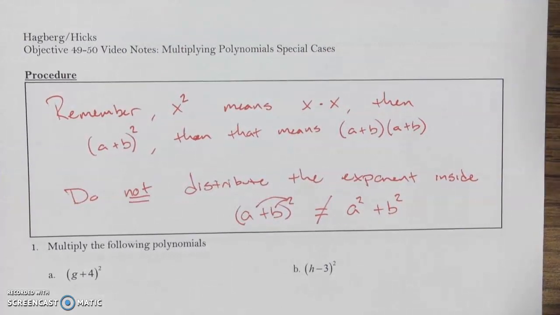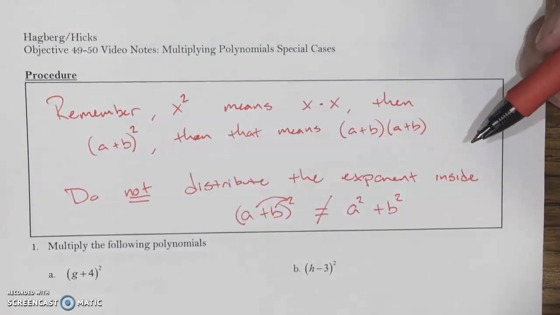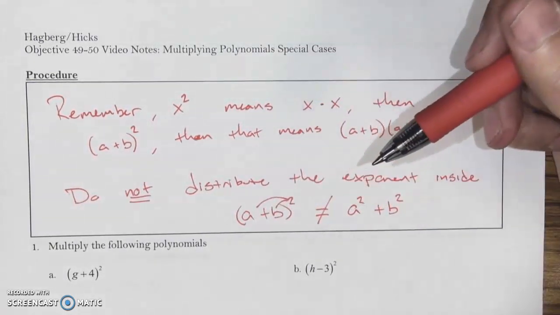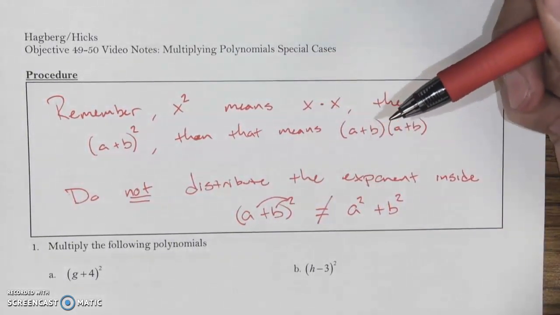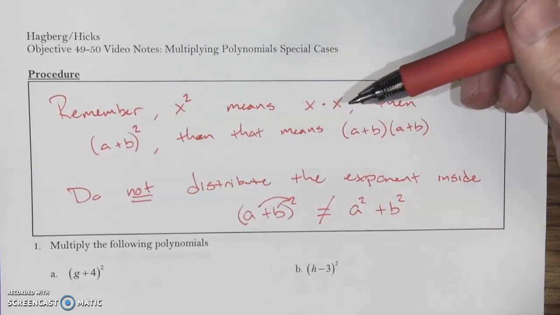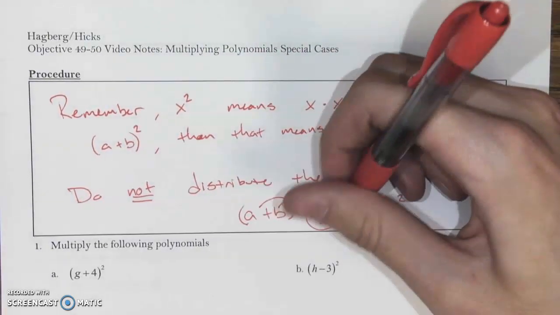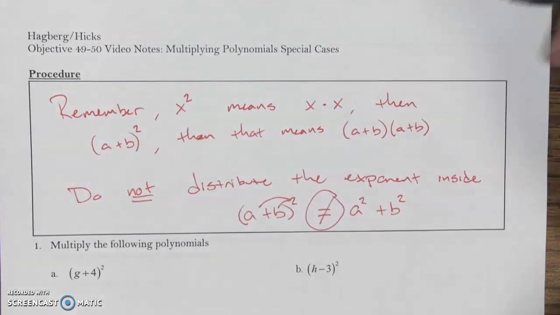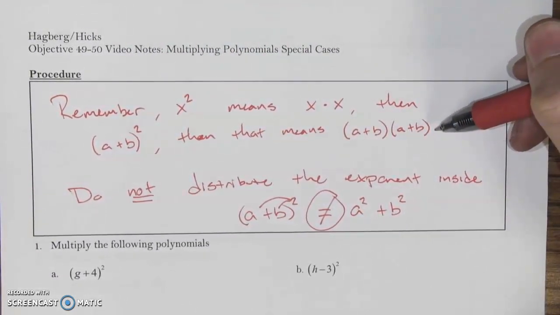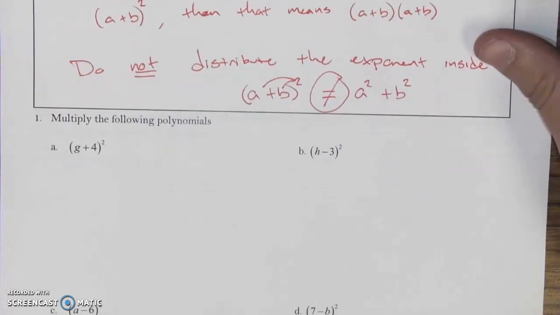In order for us to be able to distribute the exponent inside, the terms on the inside must be separated by multiplication. Because they're separated by addition or subtraction, we cannot distribute the exponent inside. So do not distribute the exponent inside. Instead, we expand it and FOIL. So let's practice doing that.